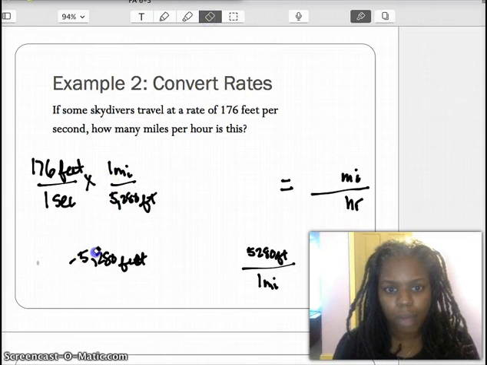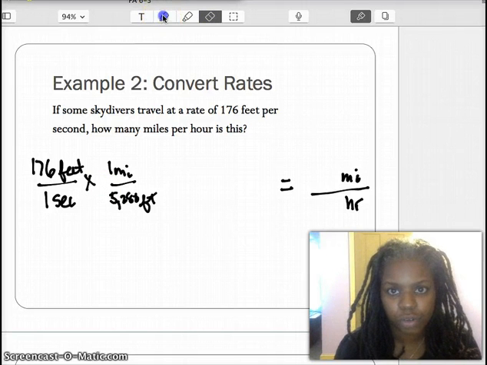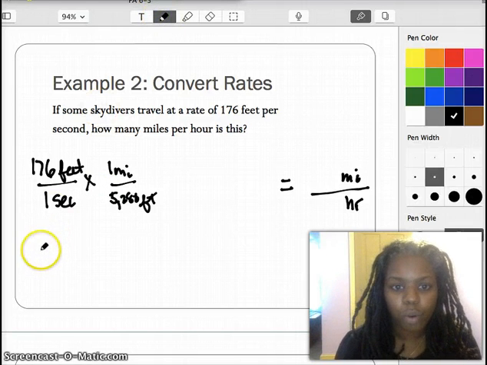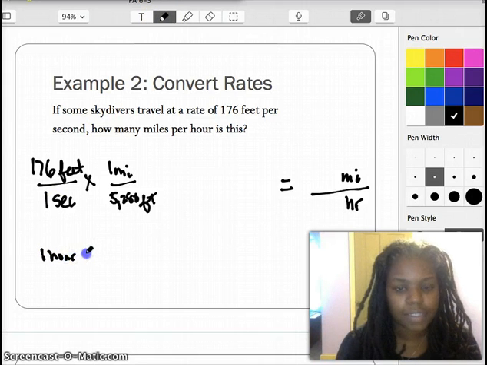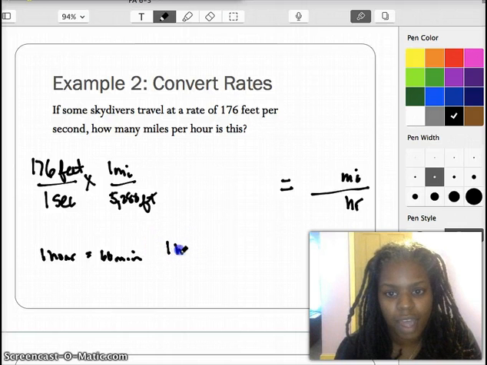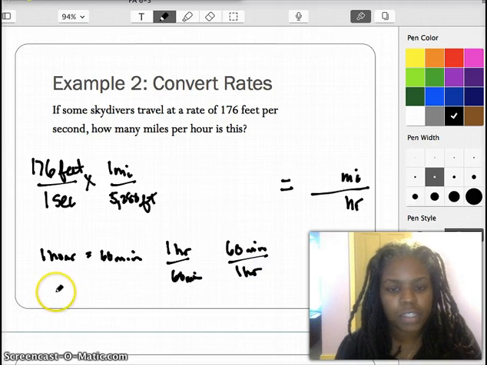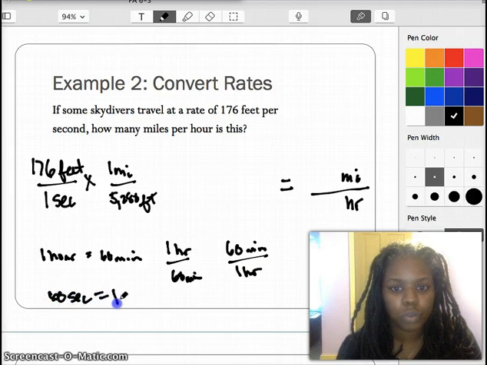Let's say you don't know how many seconds are in an hour. Some of you do, but let's say you didn't know. So we could start off. Well, we know 1 hour has 60 minutes. So that's a conversion factor. We've got 1 hour to 60 minutes, or I can write it as 60 minutes to 1 hour. And then I can consider, let me think, 60 seconds is equal to 1 minute.